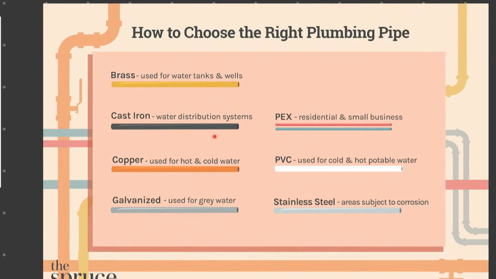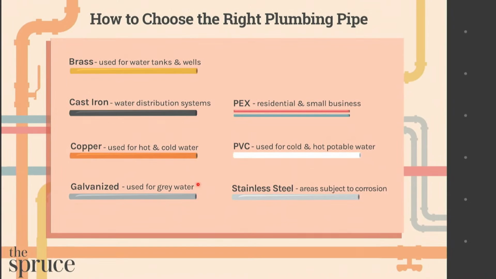So cast iron, water distribution system, copper, hot and cold water. Galvanized is used for grey water. Grey water is used water or recyclable water, something like that. PEX is like a composite, I think. I don't know, not sure.